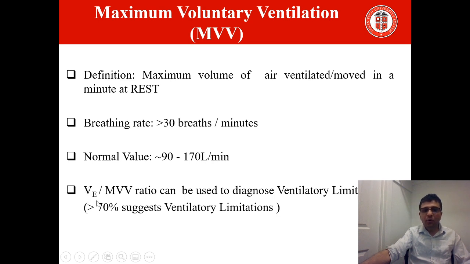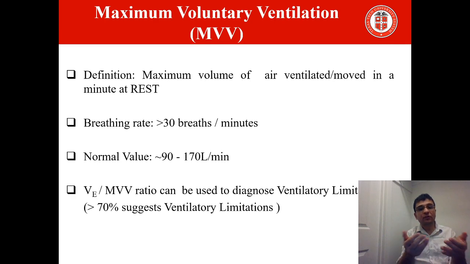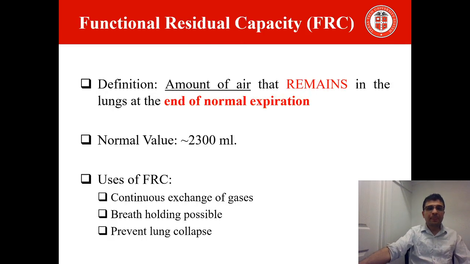And this ratio, VE by MVV, VE is the same thing during exercise, MVV is during rest. So this ratio, if it's more than 70%, suggests that there is ventilatory limitation. So we can assess a person's ability to exercise, or limited ability to exercise, using this MVV.